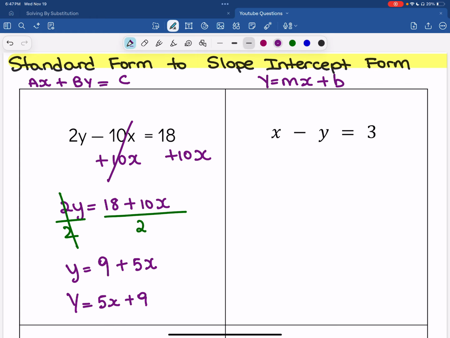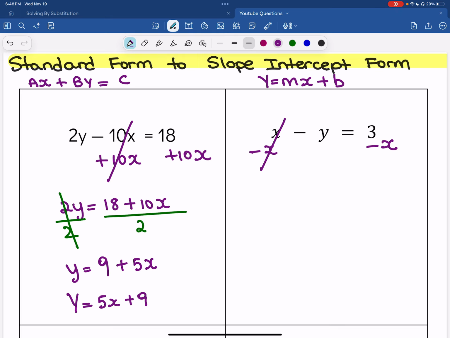Okay, looking at the second example, we have x minus y is equal to 3. If I'm trying to put this in slope-intercept form, I'm just solving for y. So my first step to get negative y by itself would be to move this x over to the other side of the equation. Since x is positive here and I need to move it, I'm going to do the opposite. So I'll subtract x from both sides.